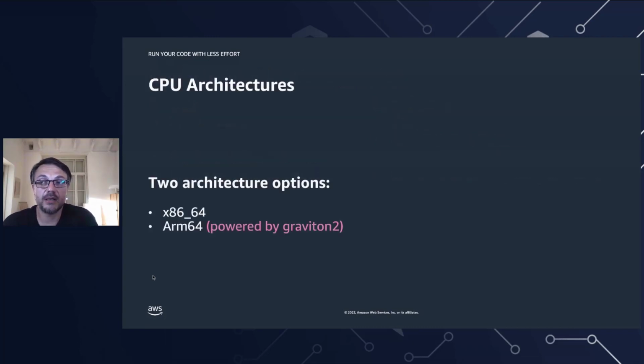And the last important thing I wanted to mention in terms of configuration for your Lambda functions is the architecture options. There are 2 CPU architectures supported by the Lambda runtime. The first is x86, traditional Intel and AMD processors. And quite recently, we announced ARM64 architecture support, and it is powered by our Graviton 2 processor.